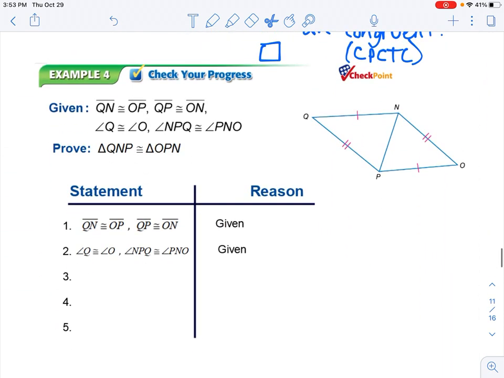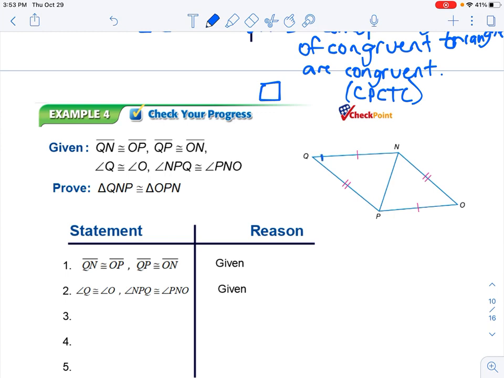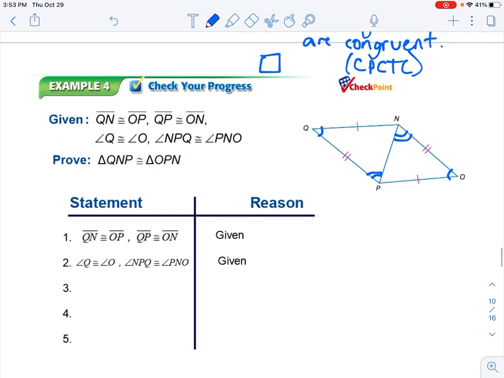All right, so our next proof, we are once again given our givens. Not everything is labeled though on our picture, just the segments are. So I'm going to label our angles. So there's one of them, and our second set of angles, NPQ and PNO are congruent as well. So now, if you recall, I talked about it earlier. If there is a shared segment, that means it is congruent to itself. So we can use the reflexive property to go ahead and say that those are congruent to each other.